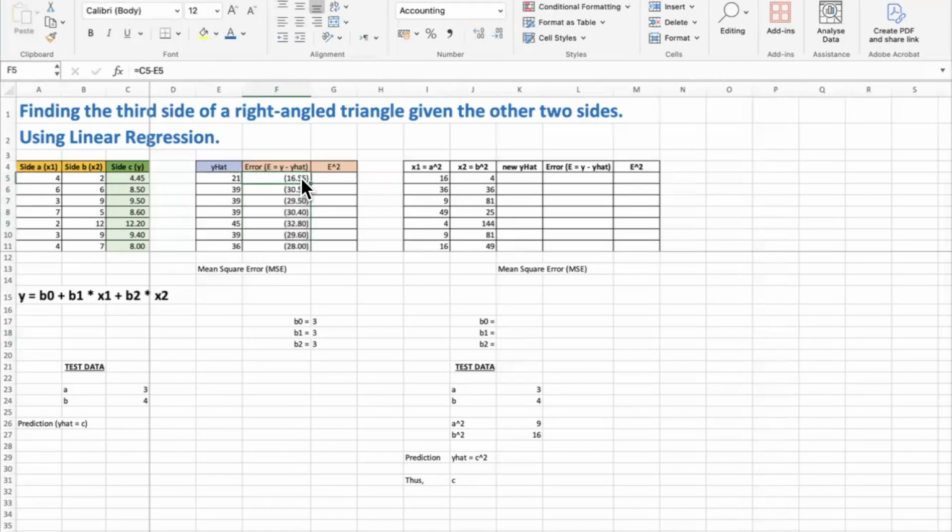Next, what the machine will do is that we will create the square of errors. So this is raised to the power 2. So it creates the square of the errors and finds the square of all the errors. Now that we have the square of errors, we can find the mean square error. Mean square error is nothing but the average of all the square errors.